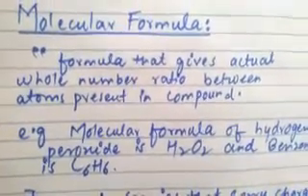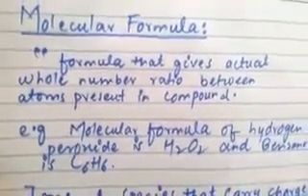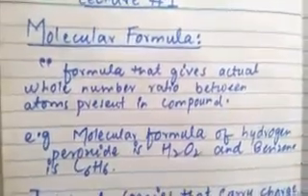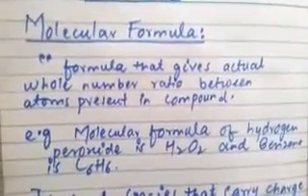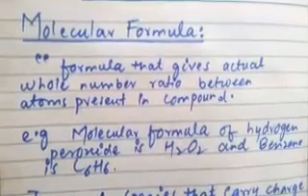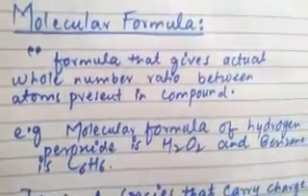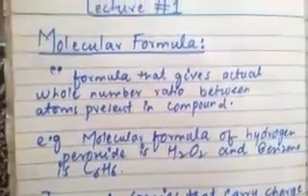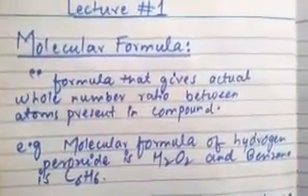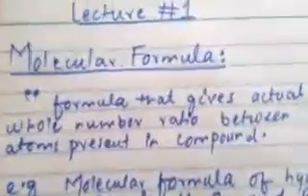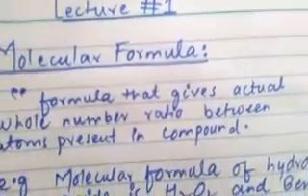For example, molecular formula of hydrogen peroxide is H2O2. We have not written the simple whole number ratio, but we have written the actual whole number ratio. And molecular formula of benzene is C6H6. So the formula in which we deal with actual whole number ratio, that formula is known as molecular formula.